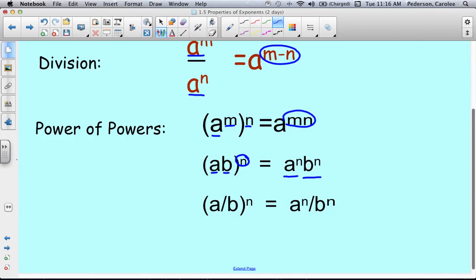The last property on the slide is a fraction. You have two bases, a divided by b, raised to some power n. You can again distribute the n into both, a to the n divided by b to the n. So go ahead and finish writing up these properties.